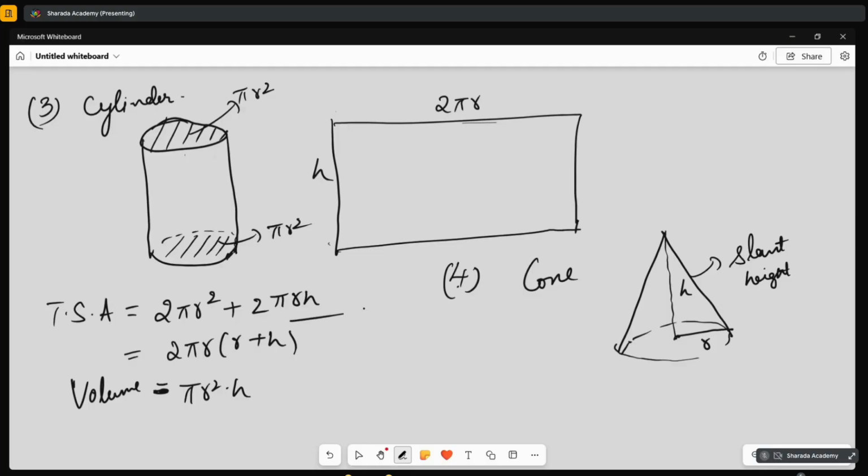2 pi r h is the CSA. This volume is the CSA, leaving the top and the bottom. Pi r h. This much understood? I did not tell you. Okay, listen now. Right. Cone.